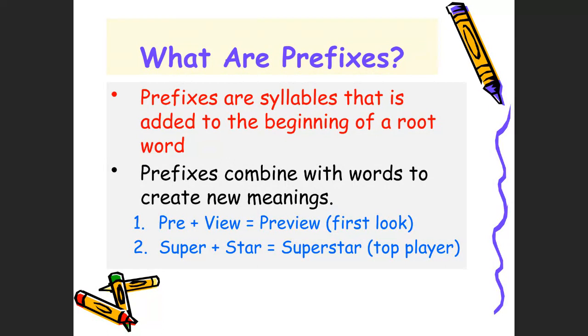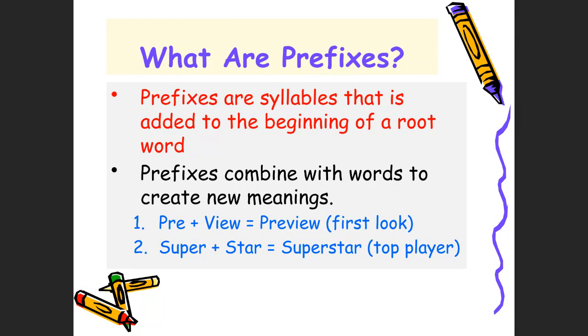For example, in this case, it says preview. It's pre, that is the prefix, with view. So the view es la vista que tenemos de algo, ¿cierto? But the preview is the first look, es la primera vista que uno tiene de las cosas, ¿ya? Preview. Superstar, the same here.